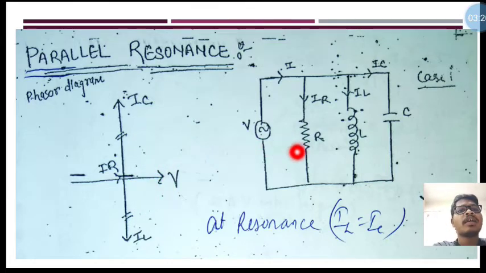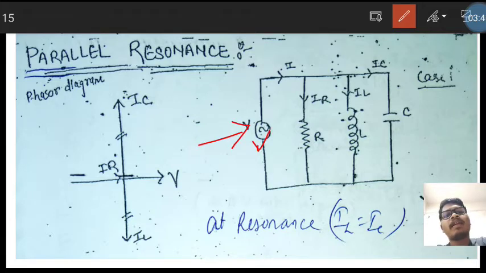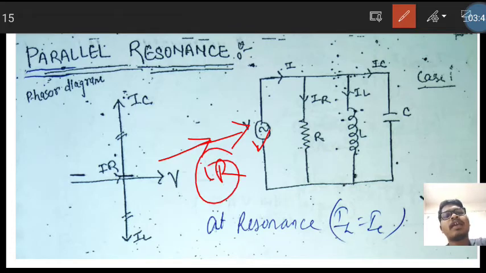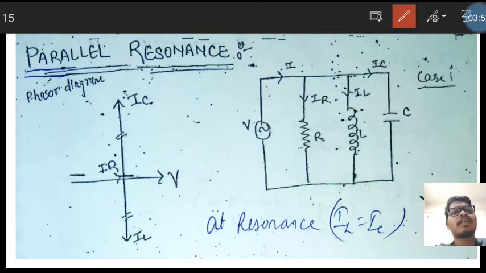We already know that at the resonance condition, the current across the capacitance and the current across the inductance are the same, so they cancel each other. Then the actual parameters left are V and IR. This is our resultant case: only V and the current through the resistance, IR, will be there. So this is our actual resulting phasor diagram.